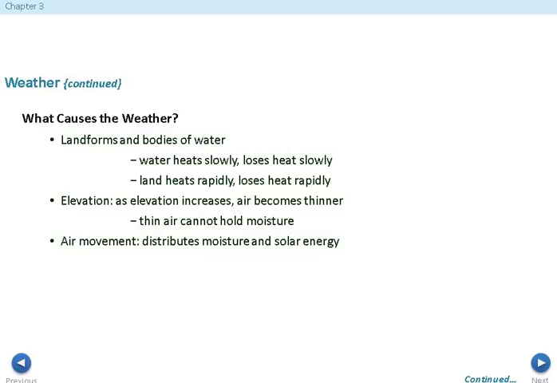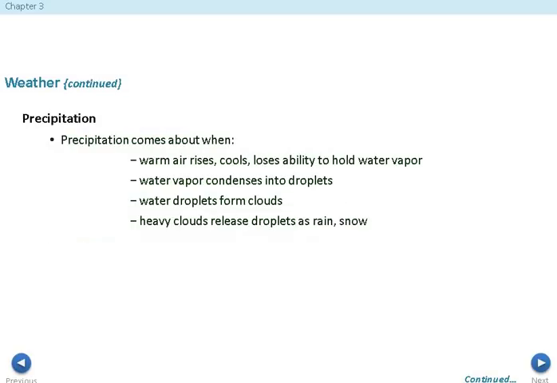Something very easy: the higher up you go, the air becomes thinner, can't hold moisture, and so what we see is that it snows more and it cools things down. Also, we see air movement. It's going to distribute moisture and solar energy. So if you've got winds that are blowing, you're going to see a more calming, cooling effect. When you stop seeing that air movement, that's when it can start getting warmer.